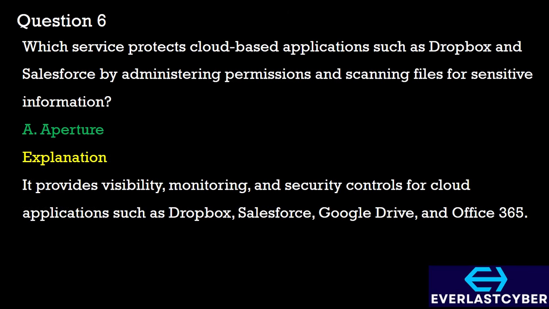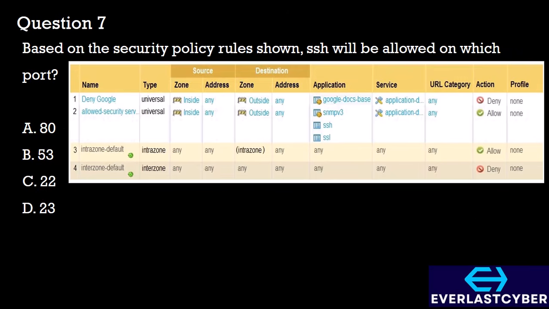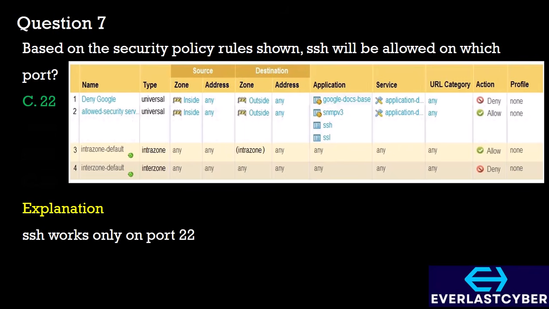Aperture provides visibility, monitoring, and security controls for cloud applications like Dropbox, Salesforce, Google Drive, and Office 365 because the features include data loss prevention, malware detection, and user activity monitoring for SaaS applications. Question 7. Based on the security policy rules shown, SSH will be allowed on which ports? A. 80, B. 53, C. 22, D. 23. Our answer here is option C because SSH works only on port 22.